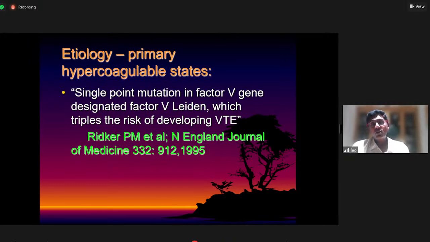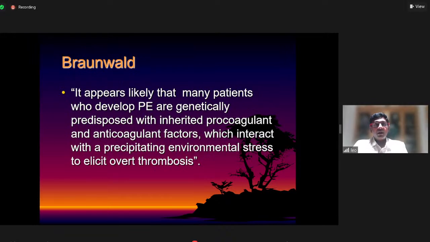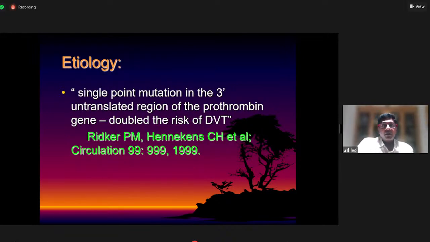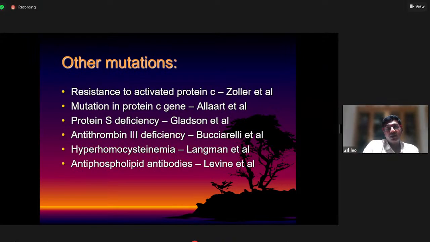So no wonder then that Ricker described a single point mutation in the factor V gene, which triples the risk of developing deep vein thrombosis. They've also described another single point mutation in the 3' untranslated region of the prothrombin gene, which doubles the risk of DVT. A whole lot of other authors have described several other mutations which all increase the risk of developing deep vein thrombosis, most often to do with the protein C gene, protein S deficiency, etc.